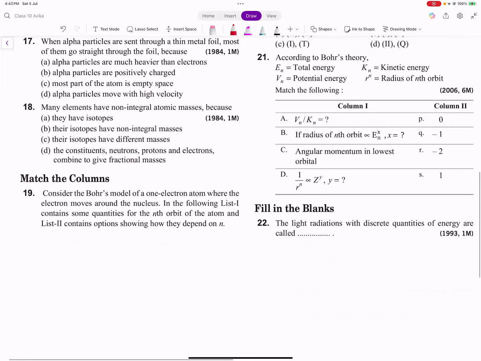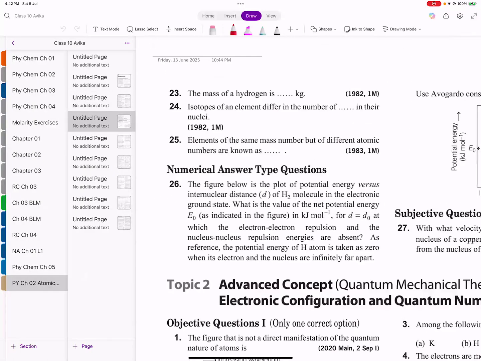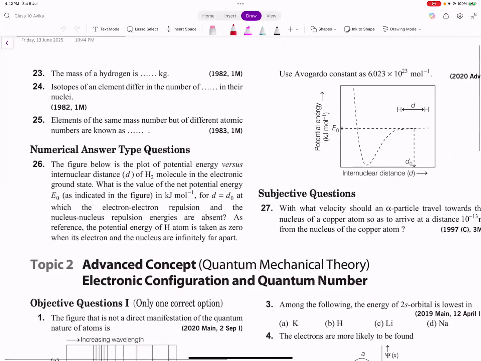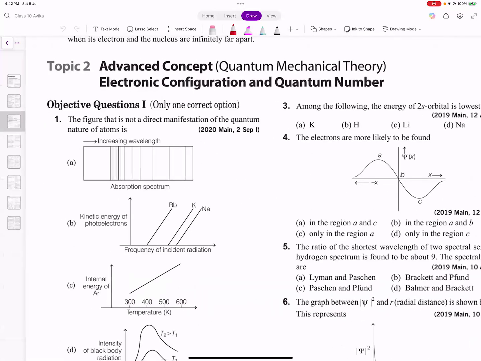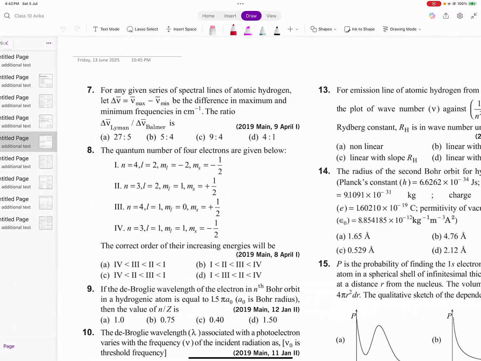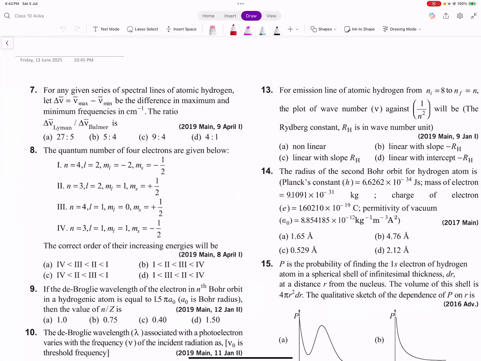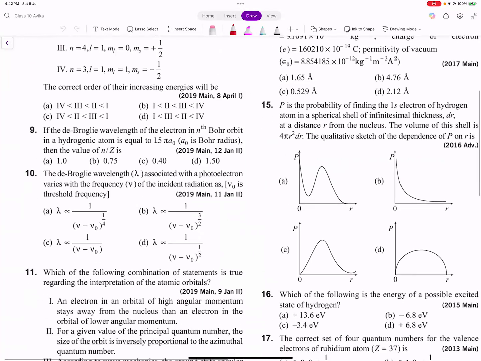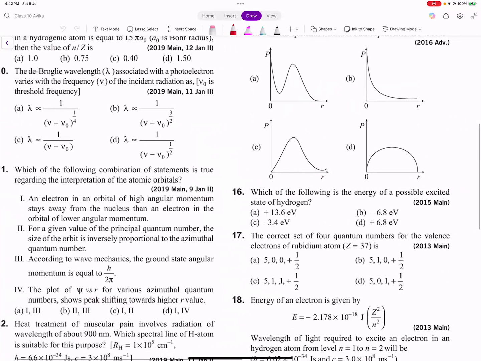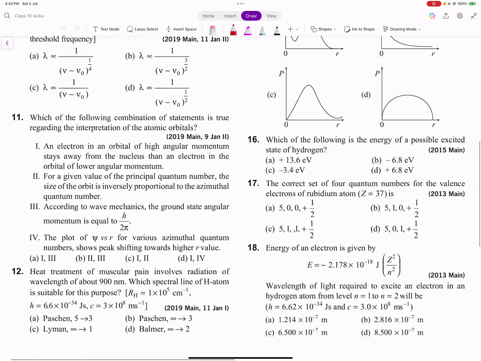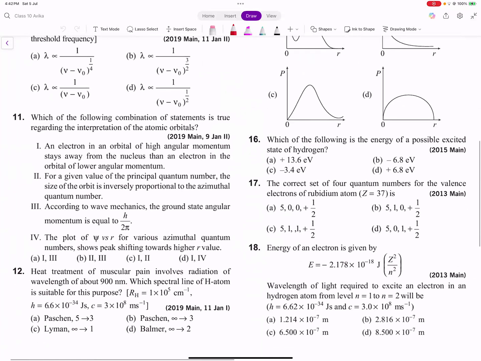Let's do some more problems and see. We'll come to this later on. But see, they'll keep on repeating whatever questions have appeared in IIT. Now they will ask in JEE Main. So that is how things are working.